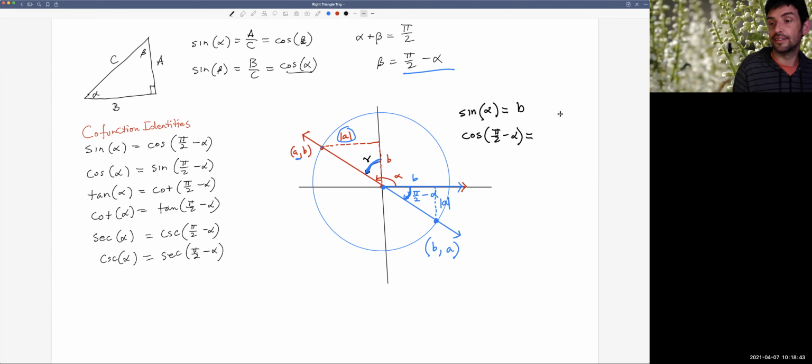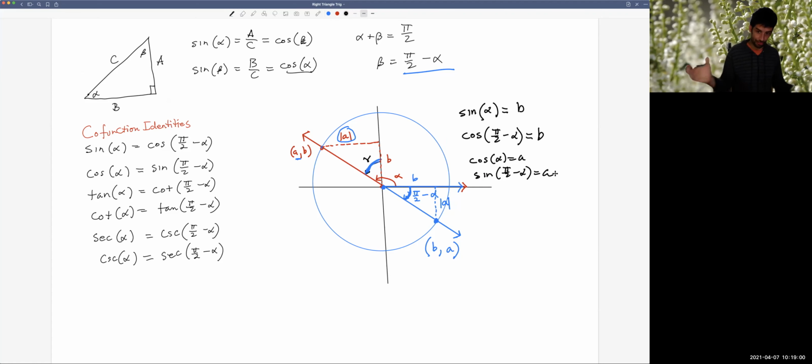The cosine is the x coordinate, which is the same as the y coordinate for alpha. In a similar way, if we take the cosine of alpha equals A, the sine of pi over 2 minus alpha is also going to be A. And you can go through this bit of geometry with all of the trig functions, but these co-function identities still make sense when we're dealing with the unit circle as well as when we're dealing with triangles. So they're always going to be true.